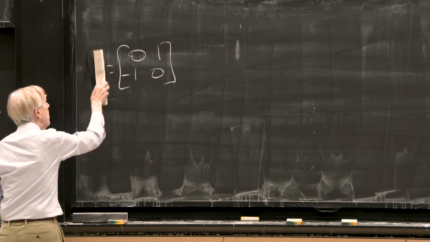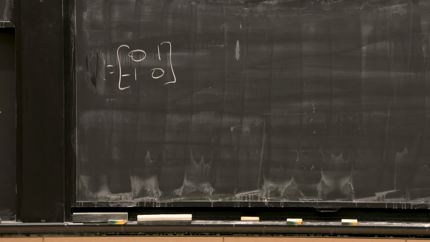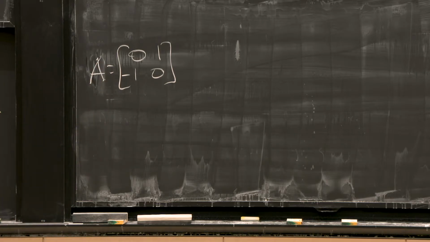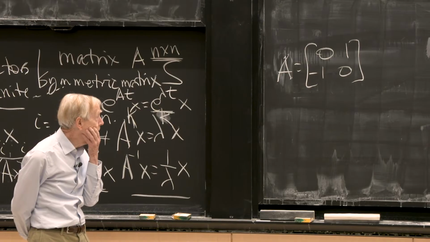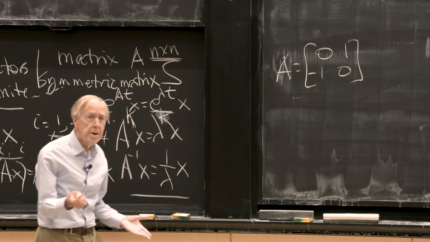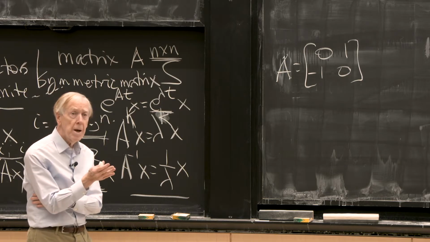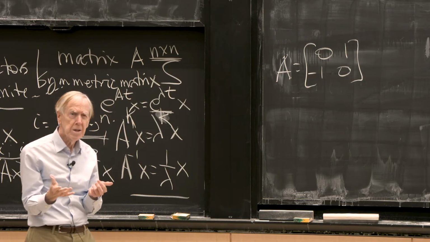Maybe the most remarkable thing about that matrix is that it's antisymmetric. So I'll call it A, right? If I transpose that matrix, what do I get? The negative. So that's antisymmetric. And I claim that an antisymmetric matrix has imaginary eigenvalues. So that's a 90-degree rotation. And you might say, what could be simpler than that?